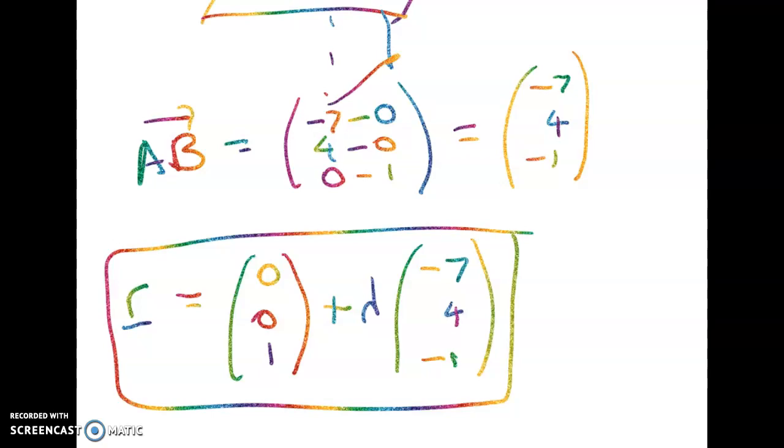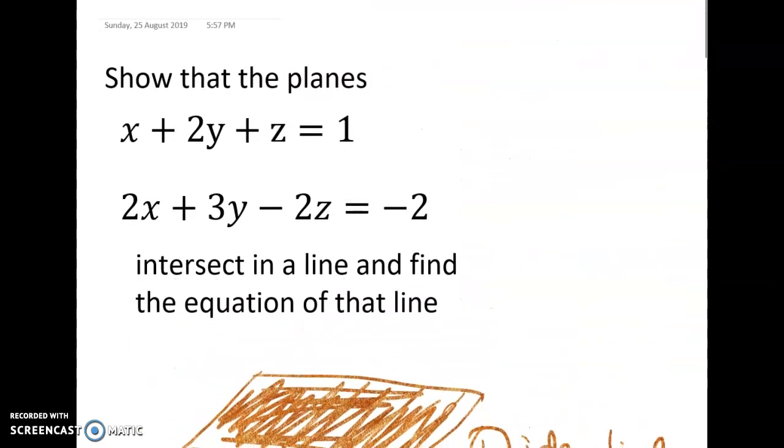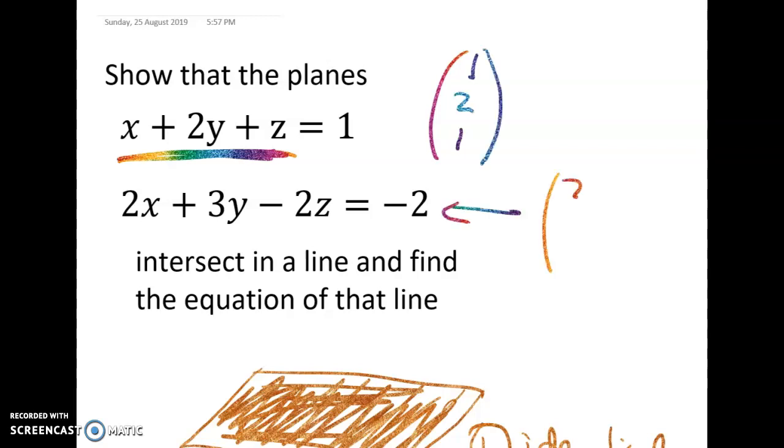Now the next one I'm going to do is the same question, but we're going to think about it a different way. So let's go right back to the start. We're looking at these 2 planes, right? And we've got this one here, and we often think about the normal vector to that plane. And the normal vector here is 1, 2, 1. And the normal vector for this one is 2, 3, and negative 2.